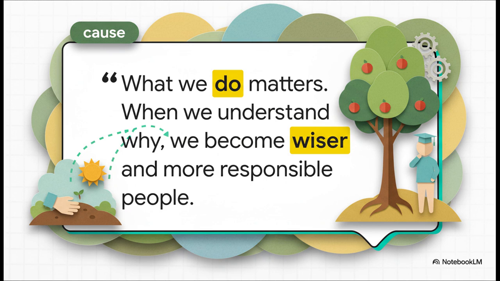What you do matters. Every choice you make is a cause. And when you really truly start to get why things happen because of those choices, you just naturally become more responsible. You start to think a little more before you act, and well, that's wisdom.